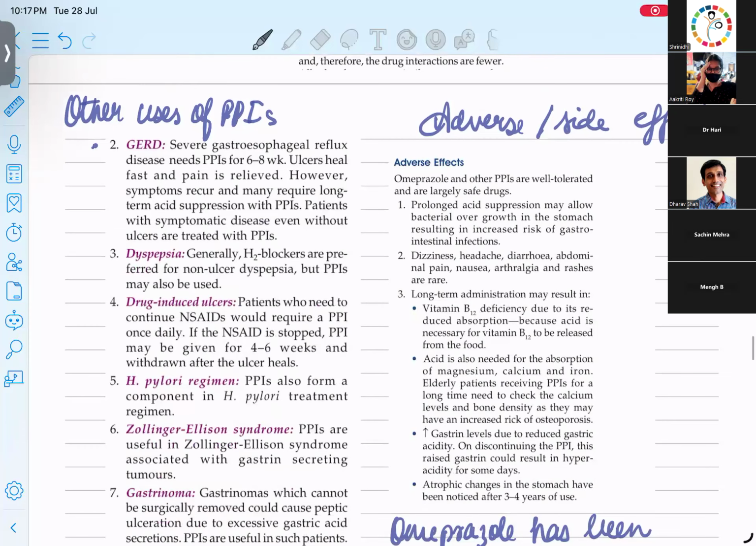There are also other uses of PPIs other than the treatment of peptic ulcers and GERD, gastroesophageal reflux disease. It needs PPIs for 6 to 8 weeks. Ulcers heal fast and pain is relieved. But patients have to also comply with other general lifestyle factors along with PPIs. Dyspepsia: H2 blockers are preferred for non-ulcer dyspepsia, but PPIs may also be used.